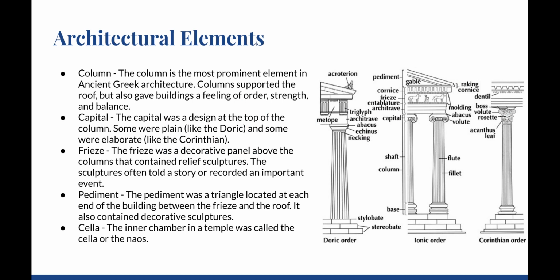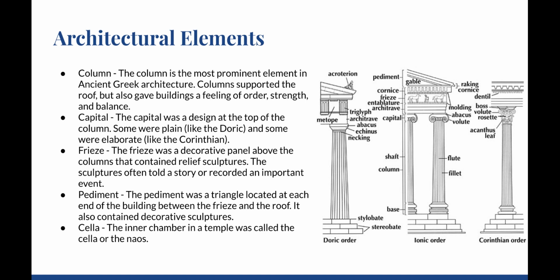The ancient Greeks had a unique style of architecture that is still copied today in government buildings and major monuments throughout the world. Greek architecture is known for tall columns, intricate detail, symmetry, harmony, and balance. As seen in the slide, the column is the most prominent element in ancient Greek architecture. Columns supported the roof but also gave buildings a feeling of order, strength, and balance.